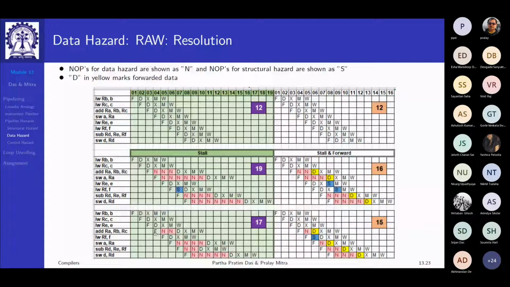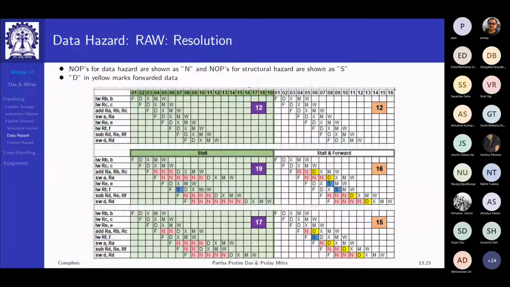Then we have the load of RF. Then we have the store of RA, which has to wait for the write back of RA. Then we have the subtract, and the subtract again needs much fewer stalls now, because the loads of RE and RF have happened earlier than before. Earlier, RF was getting written back in 11. Now RF is getting written back in 9 itself.